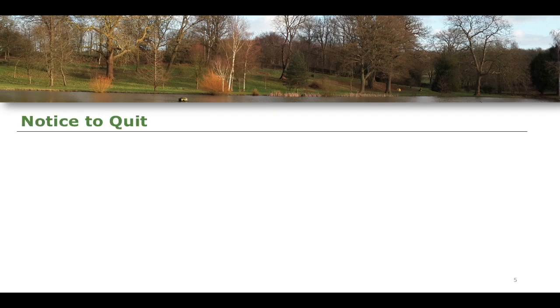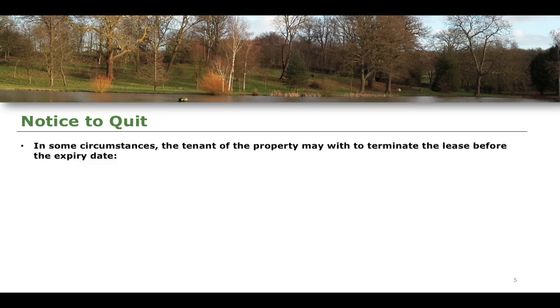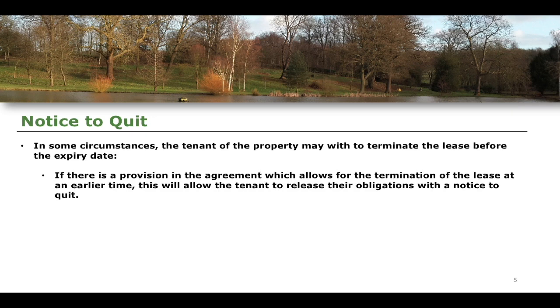Another method by which a lease can come to an end is through a notice to quit. In some circumstances, the tenant of the property may decide that they want to terminate their leasehold agreement before the expiry date in a fixed term leasehold agreement. If there is a provision within the agreement which allows for the termination of a lease at an earlier time, for the most part and in almost every circumstance this is actually available, owing to the fact that you don't want to necessarily lock your tenants into an agreement of over a year and cause quite a lot of problematic issues when it comes to if they want to quit the tenancy agreement.